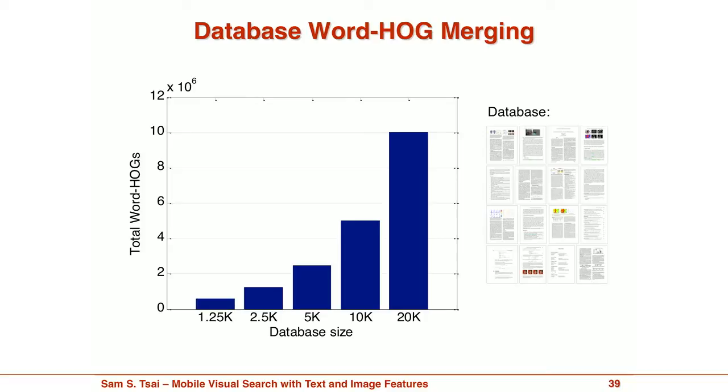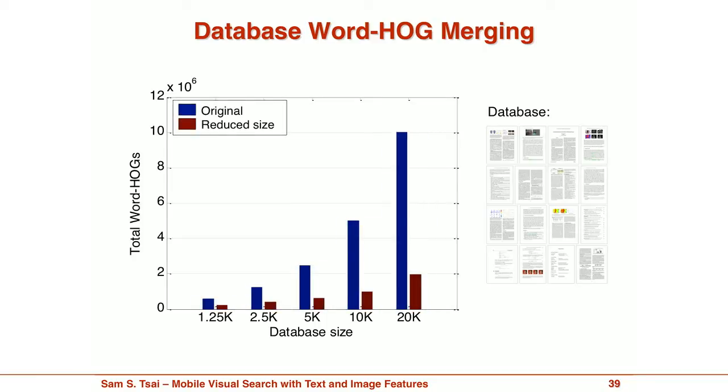The first thing I would like to show is the size of the database WordHOGs. We show here the WordHOG sizes for different database sizes of the dense text image dataset. For dense text images, the number of WordHOGs in a page is around 500. So, with a database of 20,000 images, the number of WordHOGs is around 10 million. This would be a burden for the server. With duplicate WordHOG merging, we can reduce the size to a much smaller one. For the database of 20,000, we can reduce it from 10 million to just 2 million. Overall, we get a 5 times size reduction.